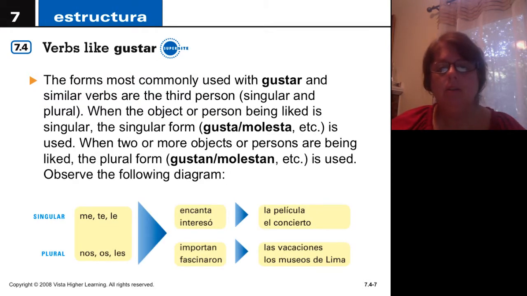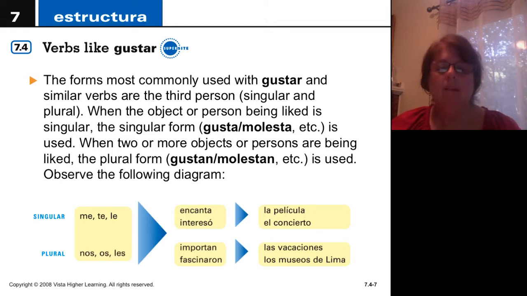The forms most commonly used with gustar and similar verbs are the third person. This is because it or they are pleasing. It or they are interesting. When the object or person being liked is singular, we're going to use gusta, molesta, interesa, etc. When 2 or more objects or persons are being liked, the plural forms, gustan, molestan, fascinan, interesan, will be the verbs that we will use. Those are the ones we're going to be using.